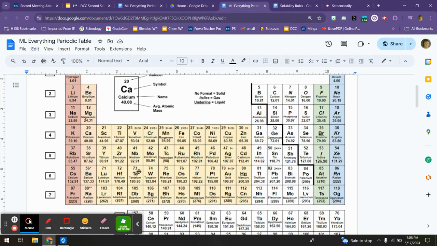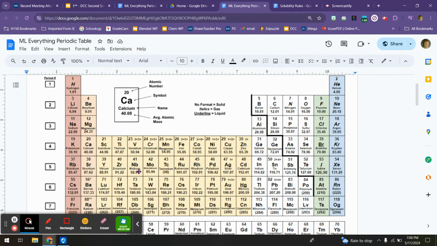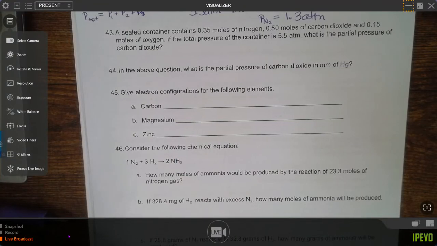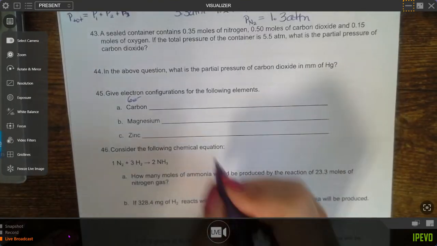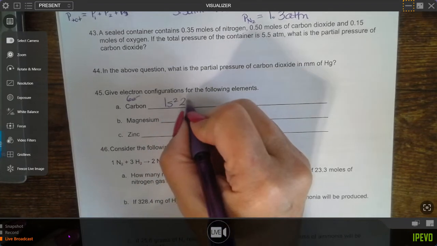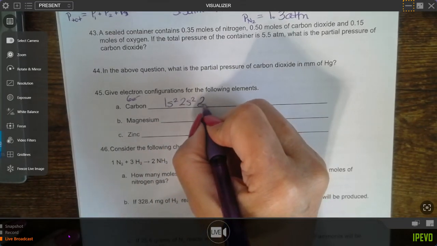Okay, so the first one says, what is the electron configuration of carbon? Do you remember how we did this? We started with period 1, so we've got 2 elements, so that's 1s2. Then you go to period 2, 2s2, and we're working our way over to carbon. Over here, this is the p block, so 2p1, 2p2. So carbon has 6 electrons: 1s2, 2s2, 2p2.